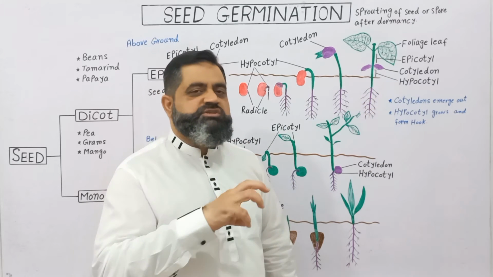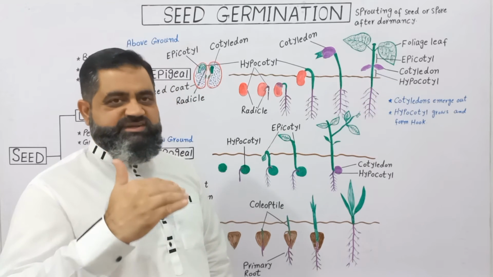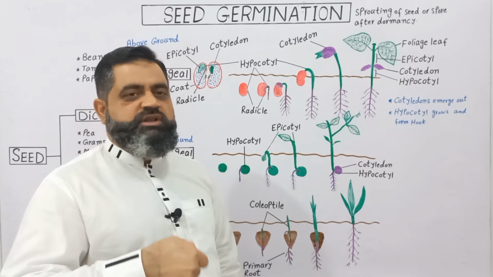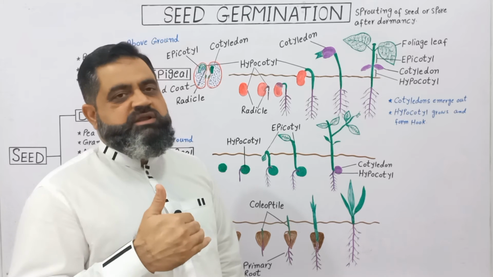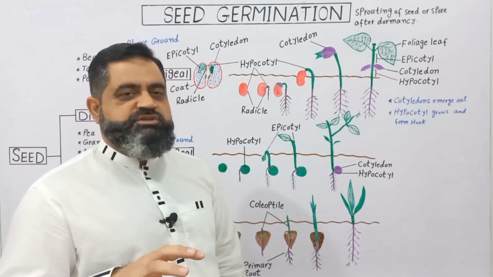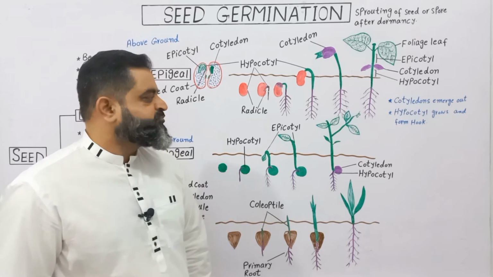So during epigeal germination, the hypocotyl elongates, forms a hook, and pulls the seed, embryo and cotyledon outside the soil, and the process of germination takes place. So that is why this germination is known as epigeal germination.